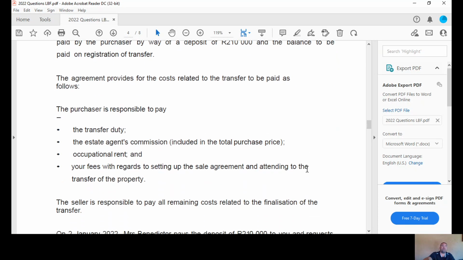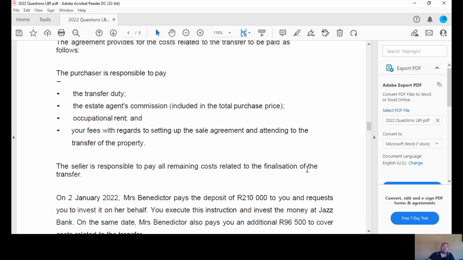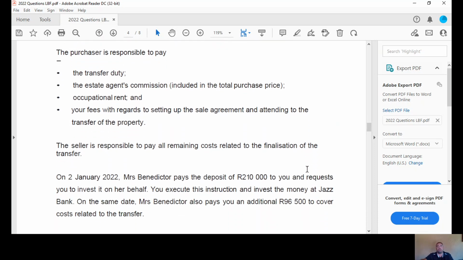Okay, the agreement provides for the costs related to the transfer to be paid as follows. So basically, they're giving you answers here. They're saying the purchaser is responsible to pay the transfer duty, estate agent commission, occupational rent, and your fees. So obviously, any other expenses mentioned below, or any other payments that you have to make below, will then be for the account of the seller. The seller is responsible to pay all remaining costs related to the finalization of the transfer.